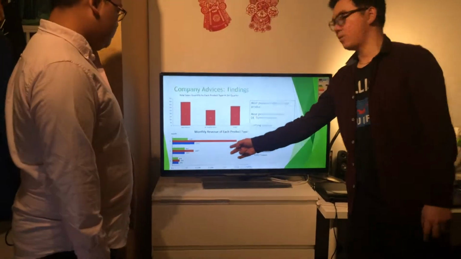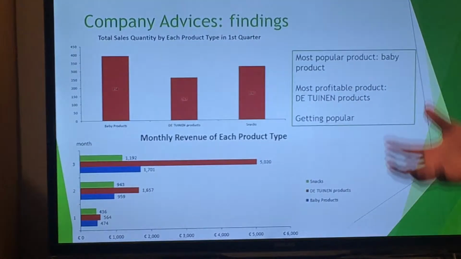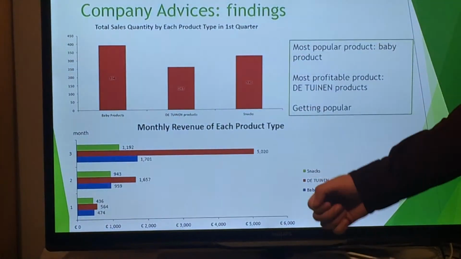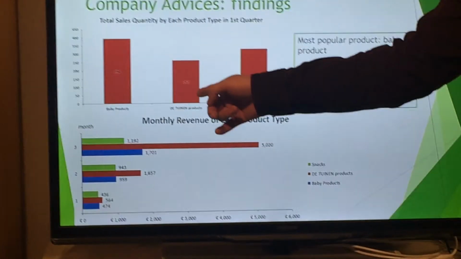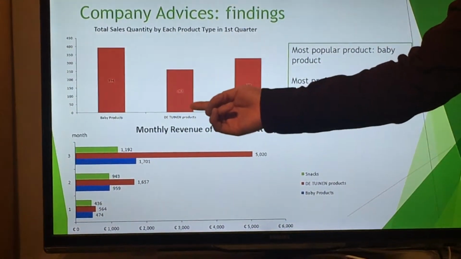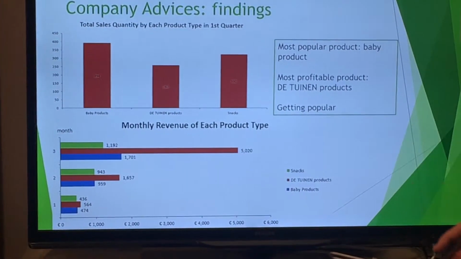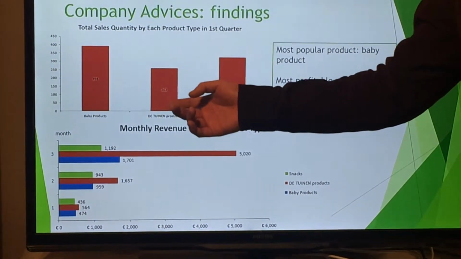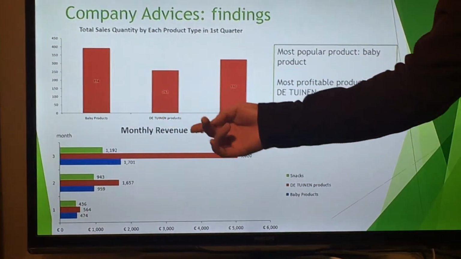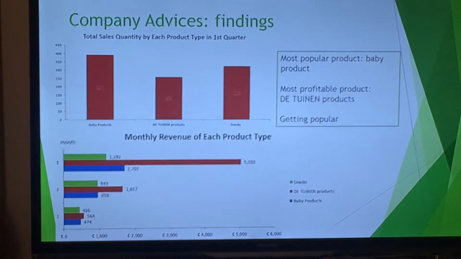From the second chart, as you can see, detergent product generates the most profits for our company in the first quarter. However, in the first chart, as you can see, this is not what we expected. They only sold 262 products in the first quarter, but it should generate the most profit, but it only sells this little. So what happened? What went wrong? We will give you the recommendation in the next part.